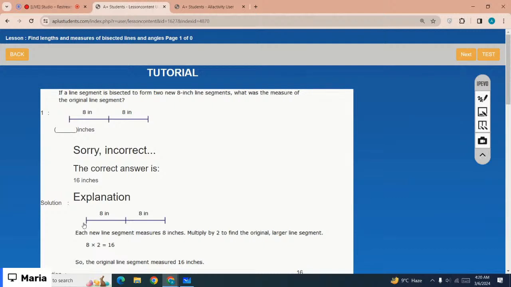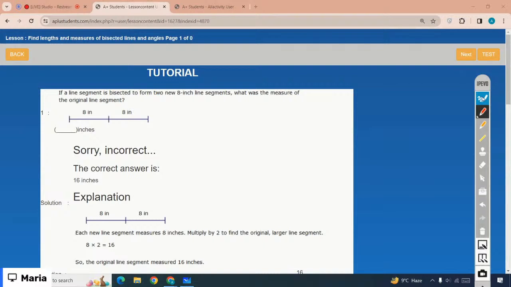So how do you find it? You have two portions of the line, right? They both are 8 inches and 8 inches. You need to find the length of the original line. So you can add the pieces, or you can multiply, just do 8 times 2. 8 times 2 is 16. That means the complete line from here to here, the measurement of the original line, is 16, right?